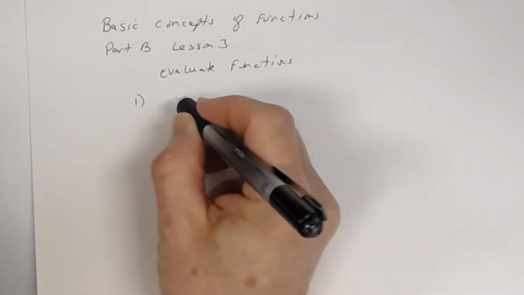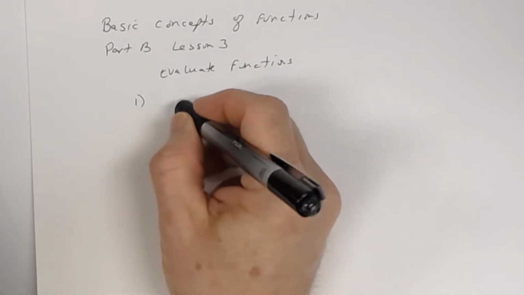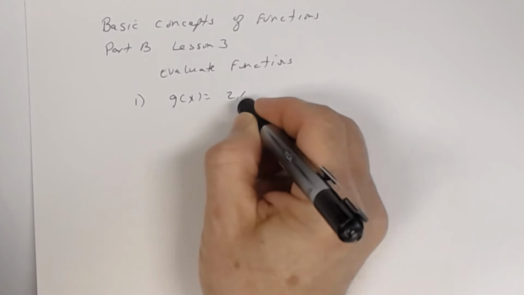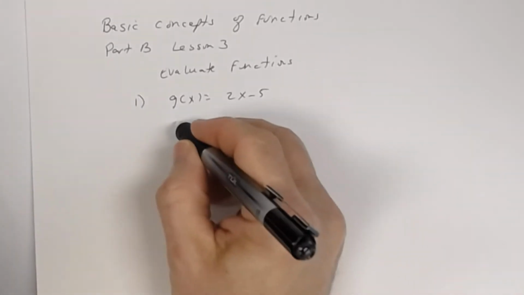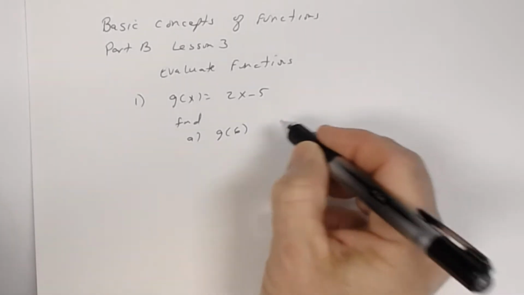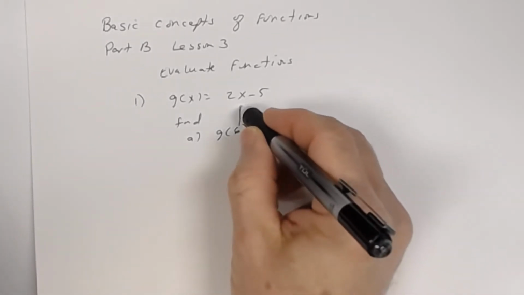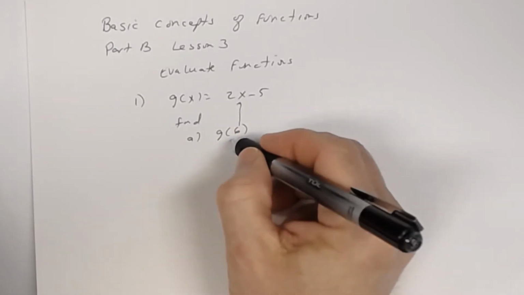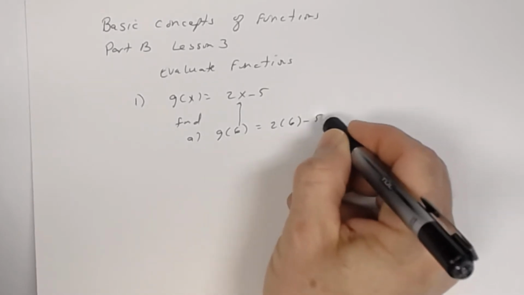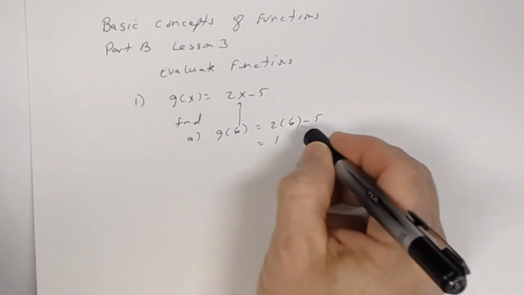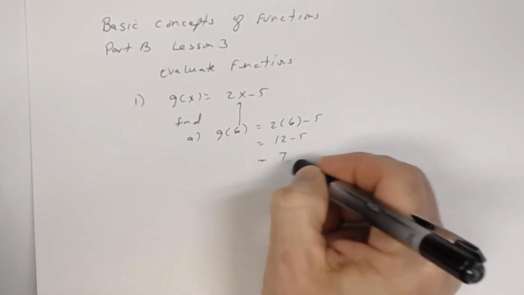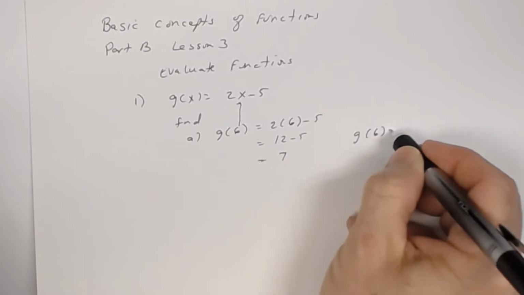For number 1, let's review something we've had already in one of the previous lessons. Suppose that g of x is equal to 2x minus 5, and you want to find, let's say, g of 6. Well, g of 6, remember, is wherever you see the variable x, you're going to substitute 6. So you'd say 2 times 6 minus 5. Remember, use your order of operations. You multiply before you subtract. 12 minus 5, which gives you 7. So g of 6 would equal 7.